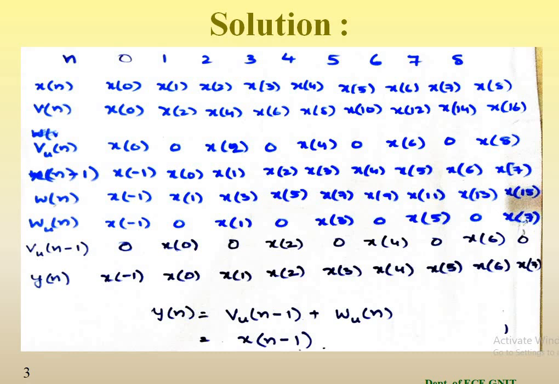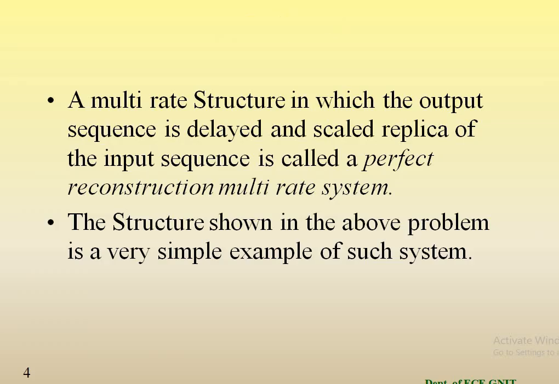A multirate structure in which the output sequence is a delayed and scaled replica of the input sequence is generally called a perfect reconstruction multirate system, and the structure shown above in this problem is a very simple example of such a system.